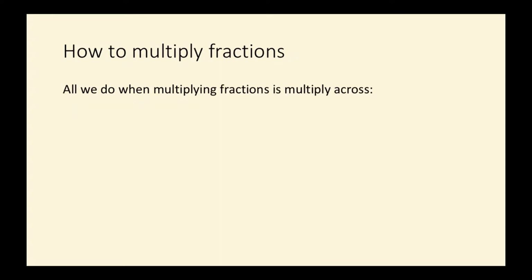So how do we actually multiply fractions? It's really easy and all we have to do is multiply across. So here are two fractions that are being multiplied together and all you need to do is 1 times 1, which is 1, and then 2 times 4, which is 8. And it's as simple as that.